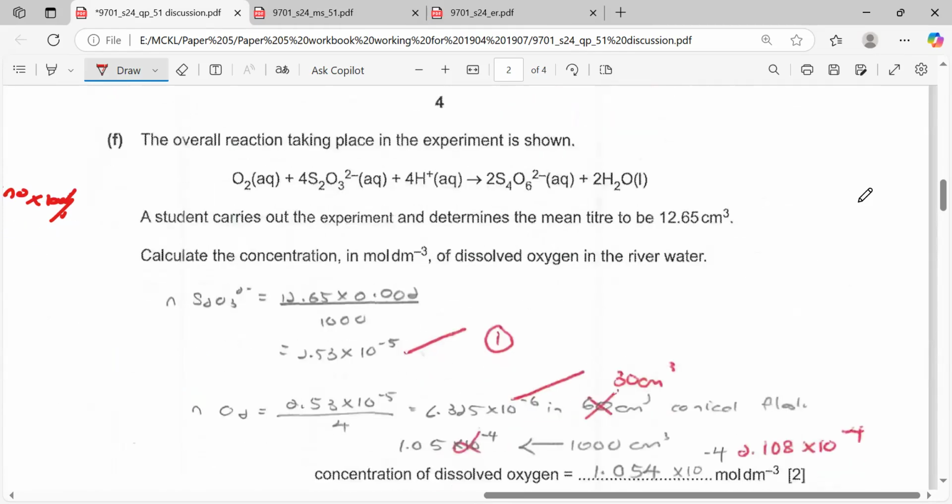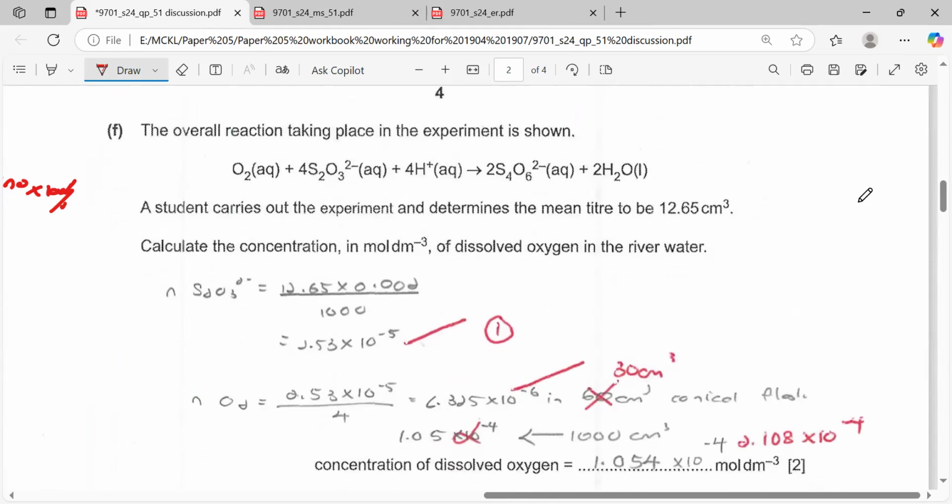F, the overall reaction taking place in the experiment is shown. So oxygen, this is the dissolved oxygen from the river water. Okay. And then the thiosulfate and acid. Okay, I think they add sulfuric acid, right? Something around there. Okay, so a student carried out the experiment and determined the mean titer to be 12.65. So your sodium thiosulfate is this part in the burette. So the mean titer is over here, 12.65. Calculate the concentration of the dissolved oxygen in mole per dm cube.